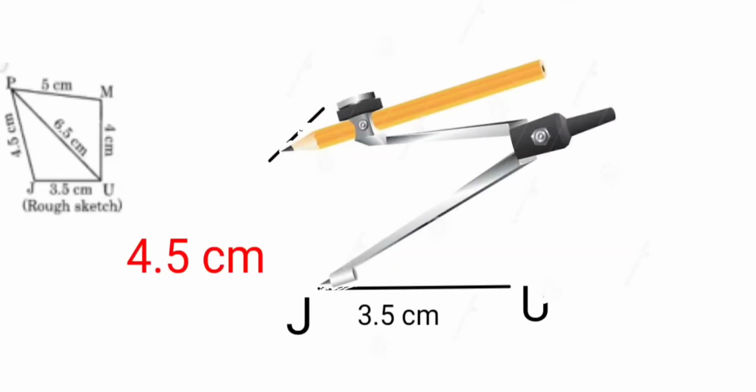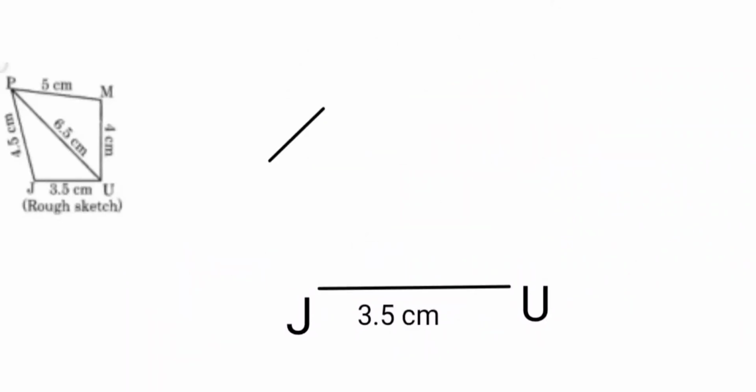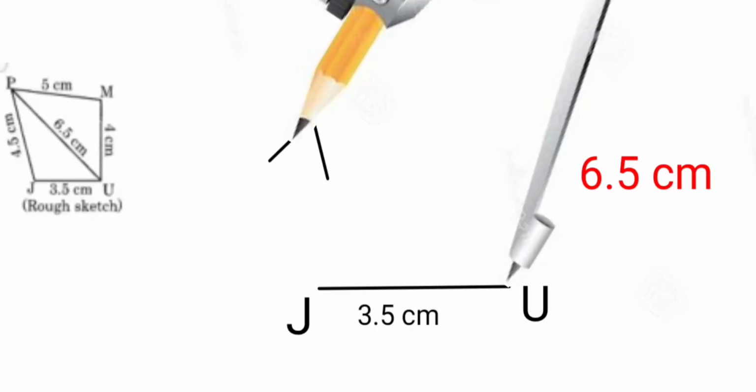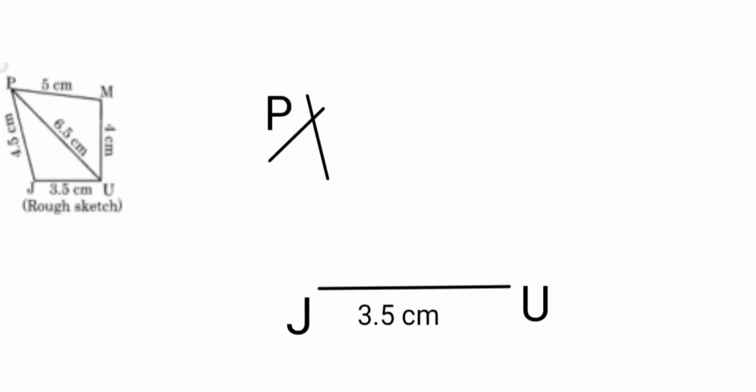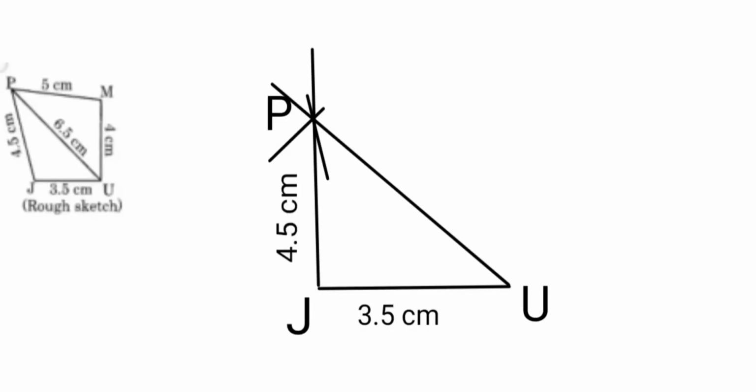Take J as center, make an arc of 4.5 cm. Take U as center and make an arc of 6.5 cm. The intersecting point we get is P. Then join PU and PJ. Then labeling 4.5 cm and 6.5 cm.